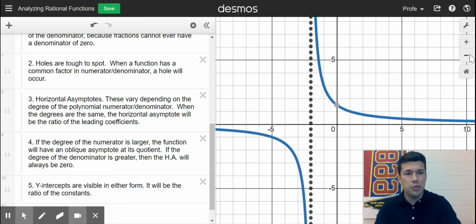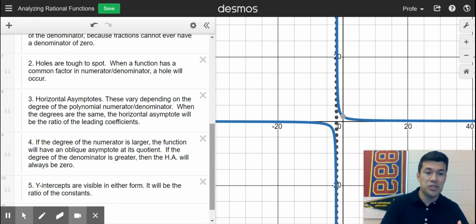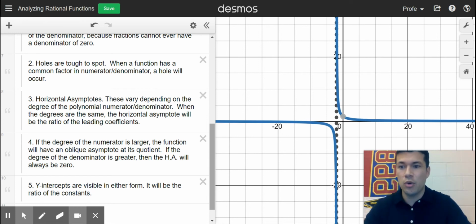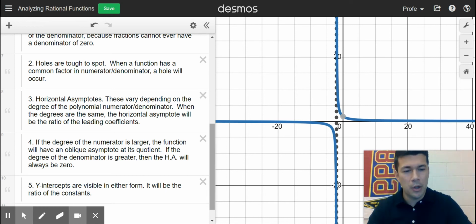In other words, if I zoom out of this, I will find that these ends are getting closer and closer to 0 on both ends. So that's the end behavior. As x approaches negative infinity, the function approaches 0. And as x approaches positive infinity, your y values also approach 0. So that's the horizontal asymptote. Now you'll find that when the degrees are the same, you just need to look at your leading coefficients, but I'll let you discover that with a few more examples.